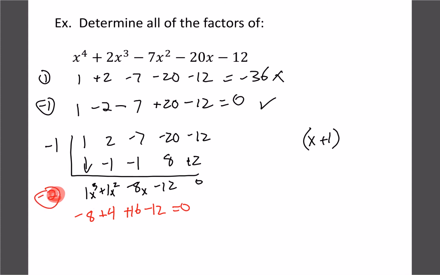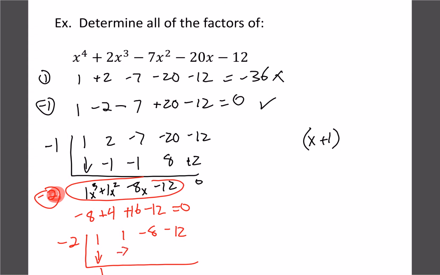So let's put that into our synthetic again. We're going to go negative 2. We'll put that into 1, 1, minus 8, and minus 12. Remember, go from the previous answer, not the original. And let's do our synthetic. Bring down the 1, multiply, add, multiply, add, and multiply. It gives us a 0. So we know x plus 2 had to be a factor. And we're done. We got x squared minus x minus 6 as our final.